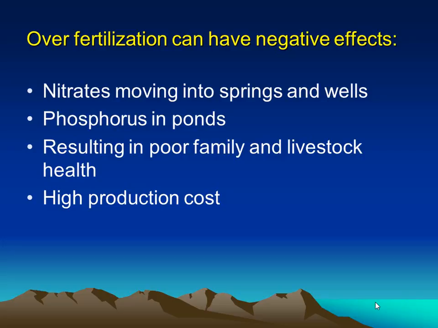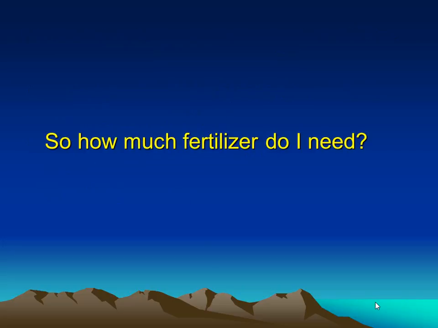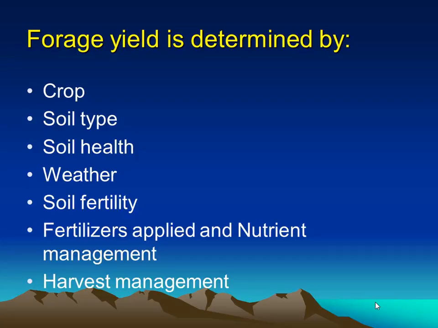Algae blooms in ponds, and it's the wrong type of algae. It can kill cows and high production costs. So we don't want to over-fertilize. So how much fertilizer do I need? Depends on your crop, your soil type, soil health, weather, soil fertility. So it all depends, right? That's a classic extension answer.